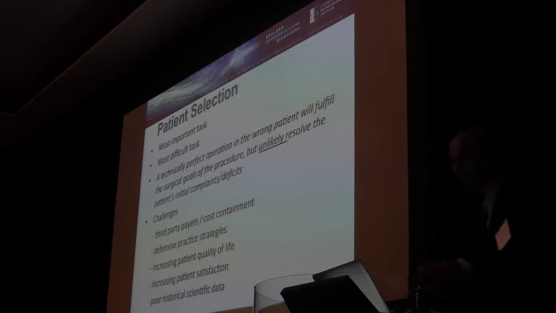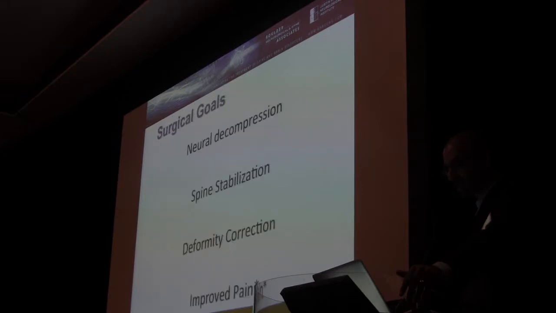There are third-party payers and cost containment. We have to look at those things. There are defensive practice strategies. We have to ensure that we're increasing the patient's quality of life, or at least maintaining it if not improving it. We have to ensure that there's patient satisfaction and hopefully improving patient satisfaction. And the problem is we don't have good historical scientific data to look at. Spine surgery is a little bit like the Wild Wild West. We have a lot of case studies and case reports. We're now getting better with the science and literature that we have, but we don't have a lot of good historical scientific data to look at.